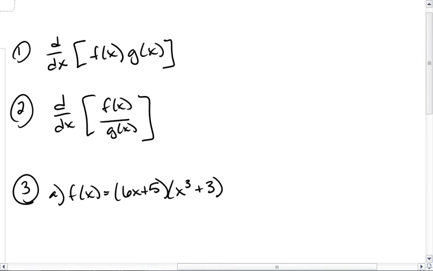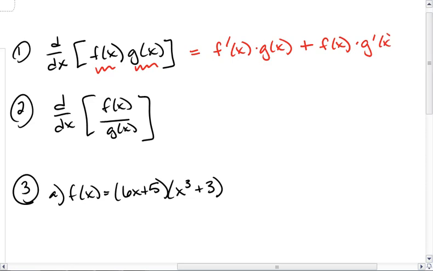Problem 1 tells us that if we're finding the derivative of one function multiplied by another, that derivative is the derivative of the first function times the original second function plus the original first function times the derivative of the second function. So we get f prime times g plus f times g prime.